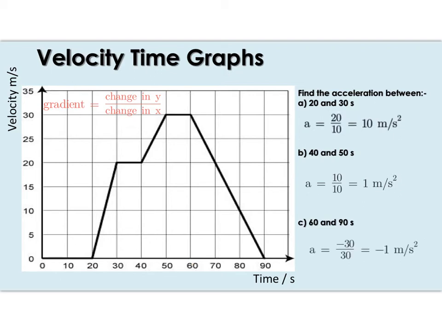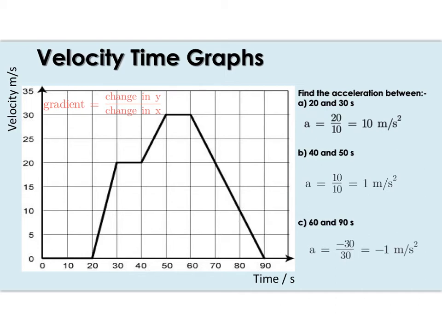You can see now we've added those values into the equation, so we've got our acceleration is equal to minus 30, that's because it's gone from 30 to 0, so 0 minus 30 is minus 30. And here we've gone from 60 to 90, so 90 minus 60 will give you 30 here, and that gives you an overall acceleration of minus 1 meters per second squared.